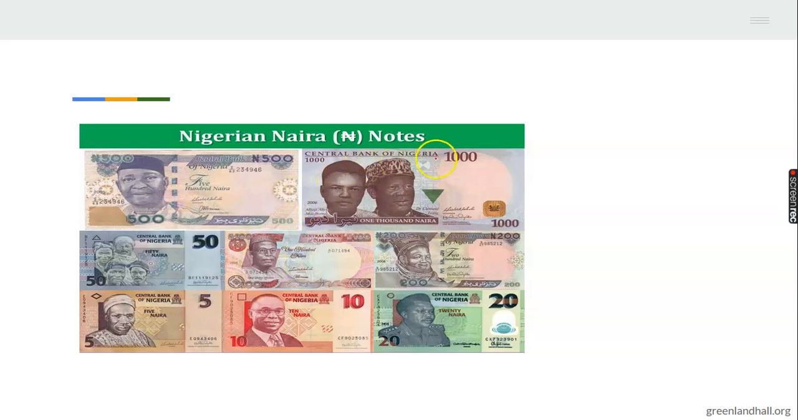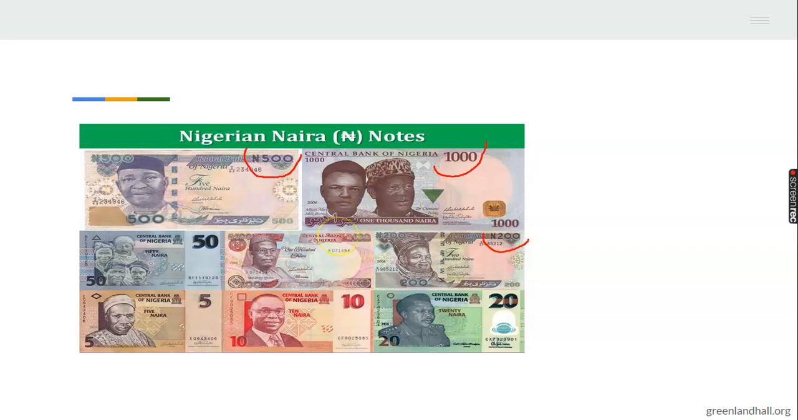Look at the screen, you are going to see the different denominations that we have. Here we have the 1000 naira note. You can see 1000 naira written on this paper note. Beside it, we have the 500 naira. You can see 500 and then the naira sign. We also have the 200 naira note here. You can see all these notes have pictures on them and they are different. This is the 200 naira note.